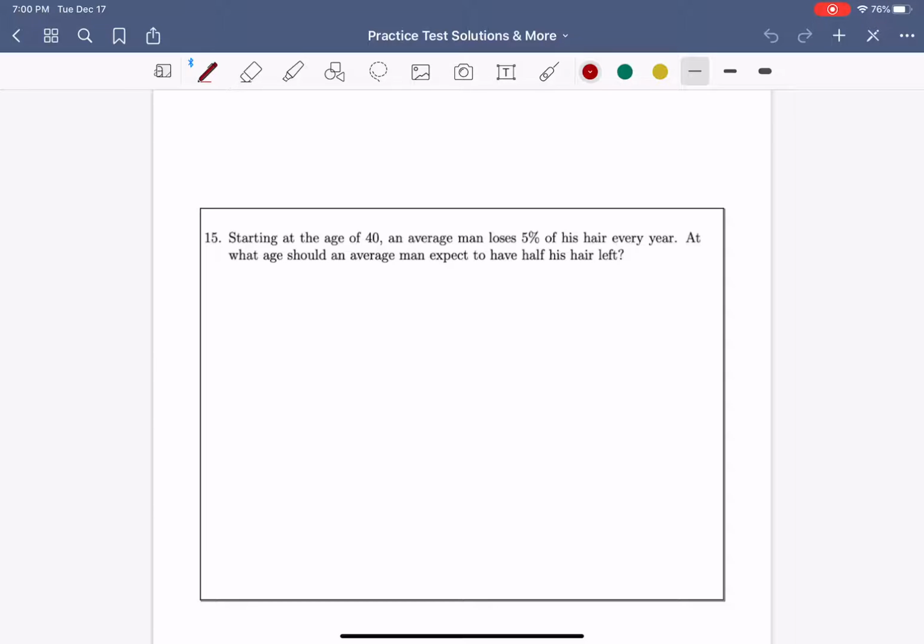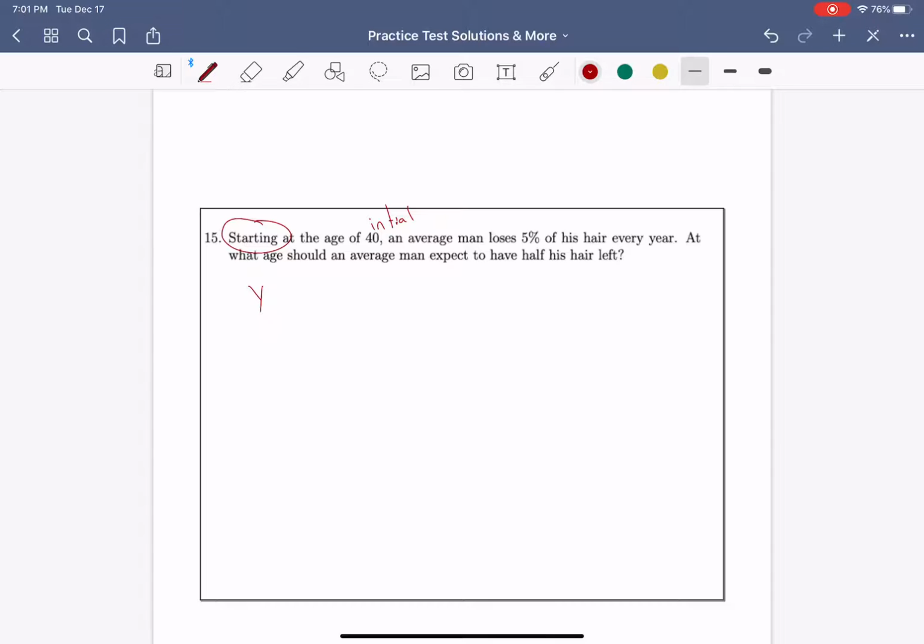So here's one more story problem when it comes to writing an equation and solving for stuff. Starting at the age of 40, so that's initial. An average man loses 5% of hair every year. At what age should an average man expect to have half of his hair left?